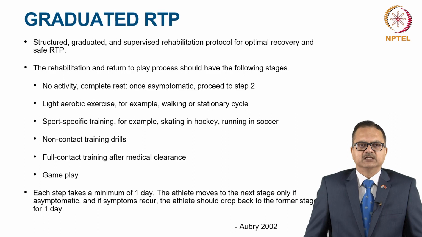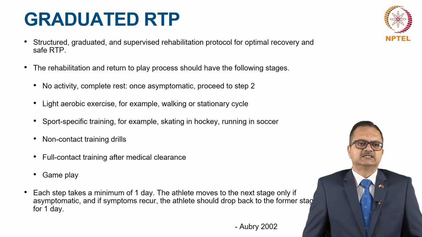There is something called a graduated return to play, which is a structured, graduated, and supervised rehabilitation model for optimal recovery and safe RTP. It has these particular steps. Initially, no activity and complete rest. When you become asymptomatic, proceed to step 2. Light aerobic exercises like walking or stationary cycling. Next step, sport-specific training. Next step, non-contact training drills. Next step, full contact training after medical clearance.